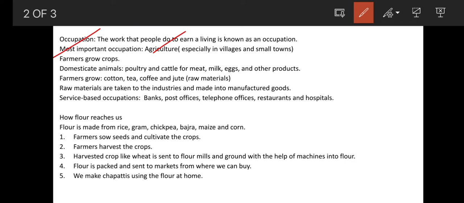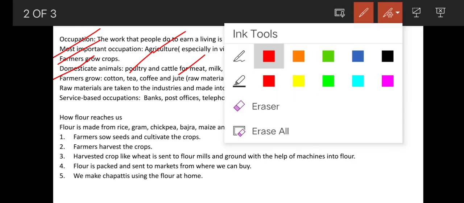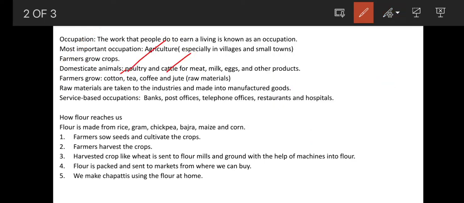And in agriculture, what do the farmers do? The farmers grow crops and they domesticate animals. What do you mean by domesticating animals? Keeping animals at their home for earning a living. They domesticate animals like poultry and cattle for meat, milk, eggs and other products. What do you mean by poultry? Poultry means keeping hens. Farmers also rear cattle like cows and buffaloes, for meat, milk, eggs and different other products.